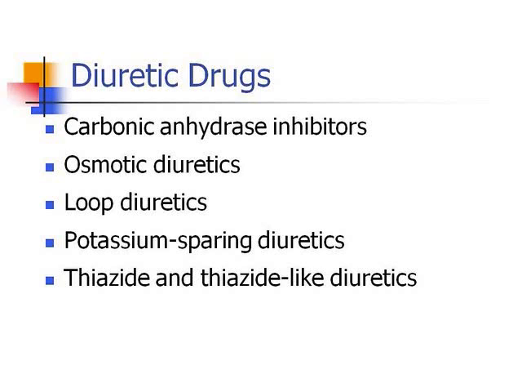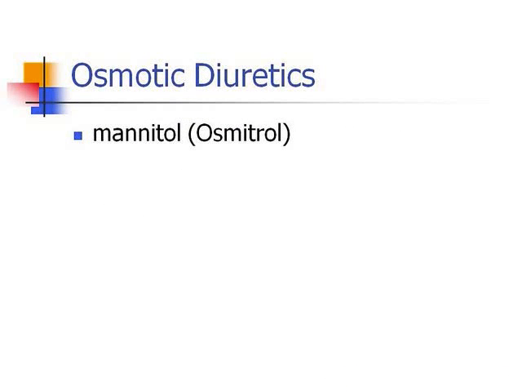Diuretic drugs come in various classes: the carbonic anhydrase inhibitors, which we're not going to talk about, osmotic diuretics, loop diuretics, potassium-sparing diuretics, and the thiazide and thiazide-like diuretics. Okay, osmotic diuretics. The one that falls into this category is mannitol.